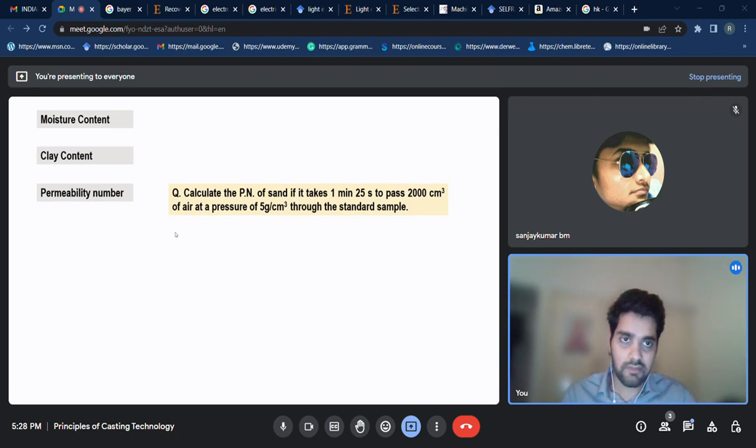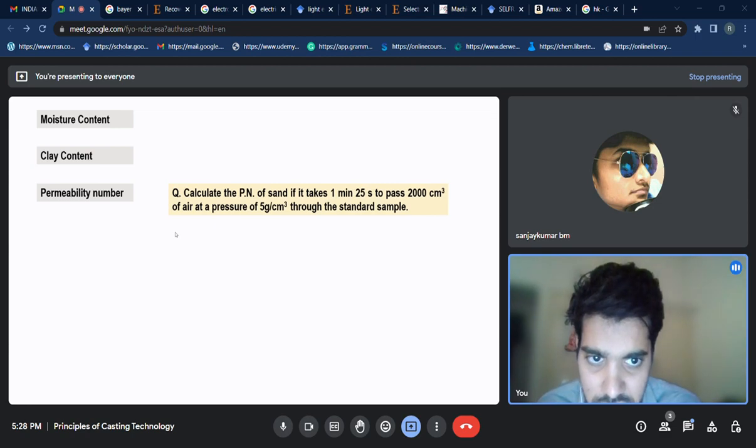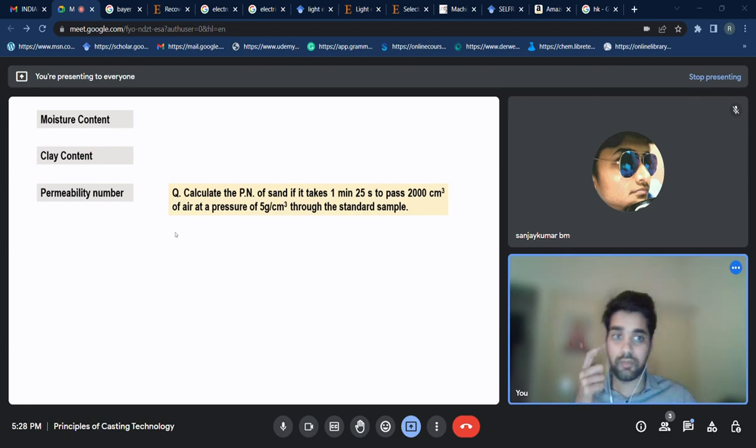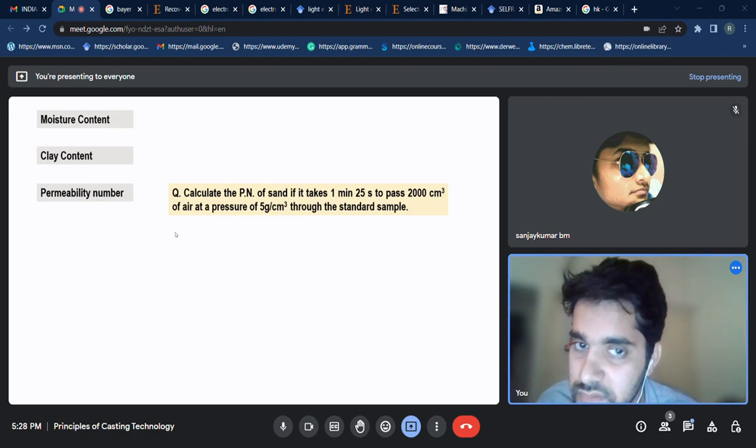Okay, so I spent too much time on the clay. Then finally, let's move to the permeability number. Permeability is also a very important thing. How many holes there are, and how your clay or sand pattern finally allows the gases to be removed from the cavity. And then there comes a permeability number.